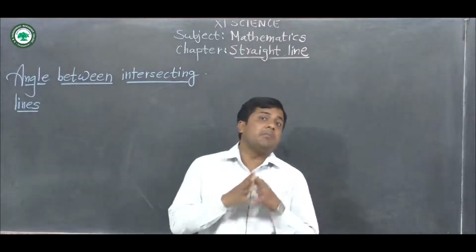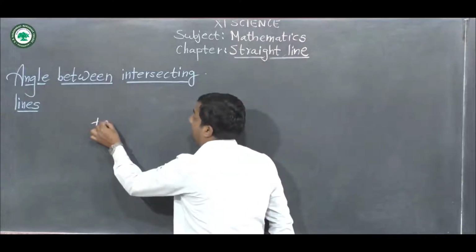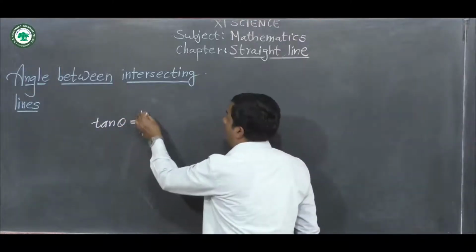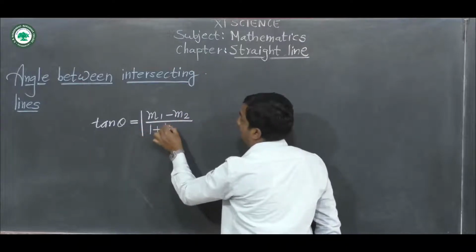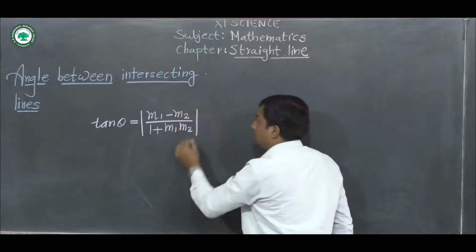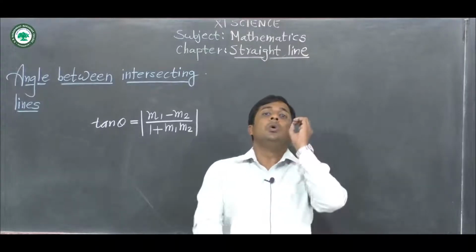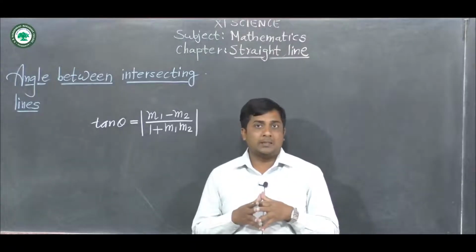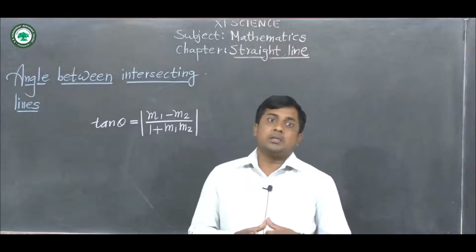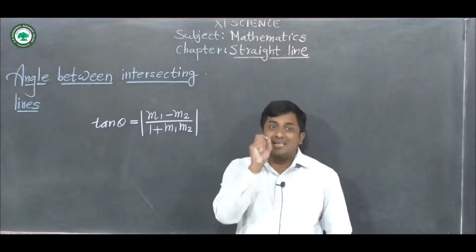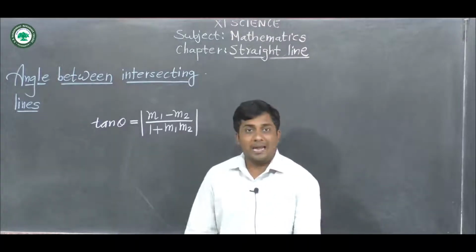then the angle between these two lines is found by using tan theta is equal to the modulus of (m1 minus m2) divided by (1 plus m1 m2). So by using this formula we find the angle between two lines. Very interesting concept it is. In today's lecture we go with this part and examples depending on this formula. So here we go with our examples.